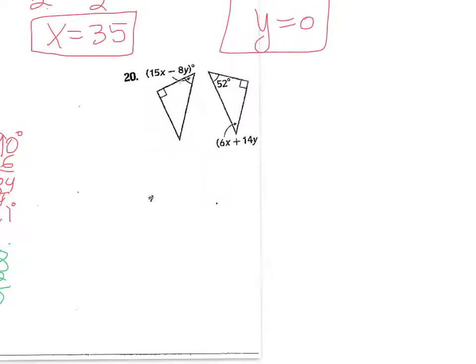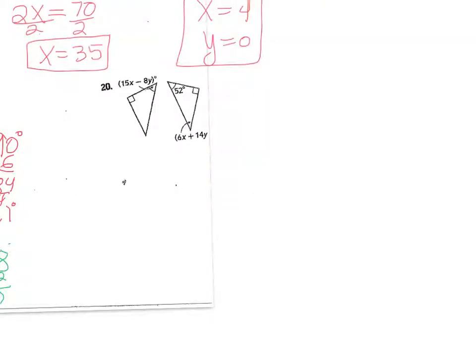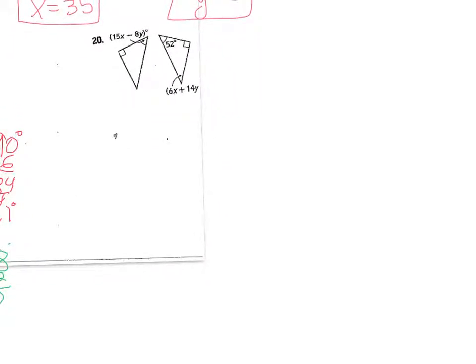Number 20. Go ahead and try number 20. See if you can figure out number 20 by yourselves. First thing you need to do is find the measurement of that angle. Since those two angles are acute angles, you just subtract 90 minus 52, and that's 38. And I have a congruency mark on the other angle given with the 52. So what you need to do is write a system of equations.